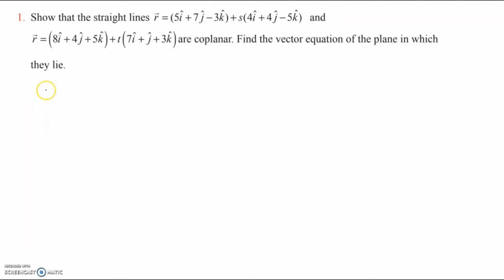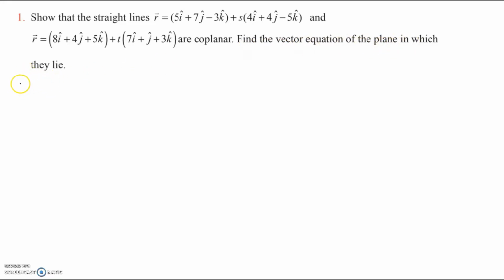In this video, we will do problems from exercise 6.8. Question number 1. Show that the straight lines r is equal to 5i cap plus 7j cap minus 3k cap plus s into 4i cap plus 4j cap minus 5k cap, and r is equal to, which is given by this vector line, are coplanar. Find the vector equation of the plane in which they lie.